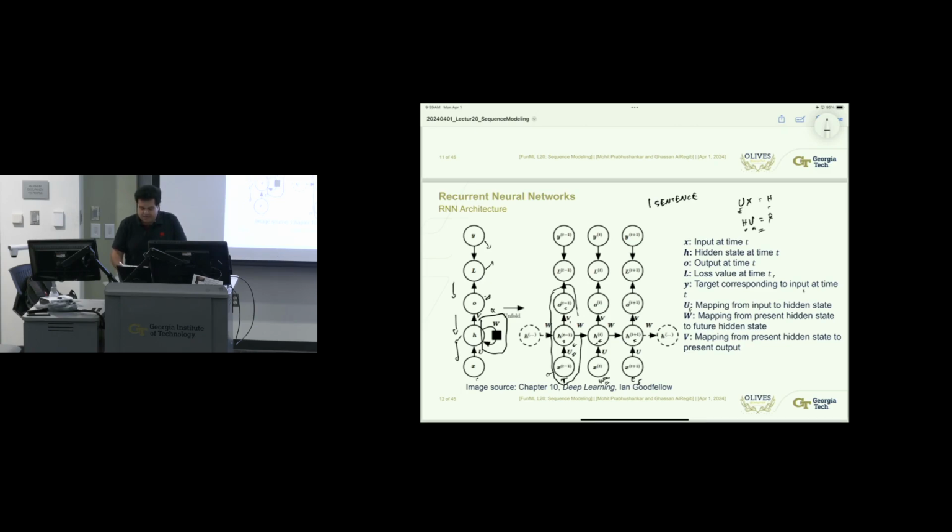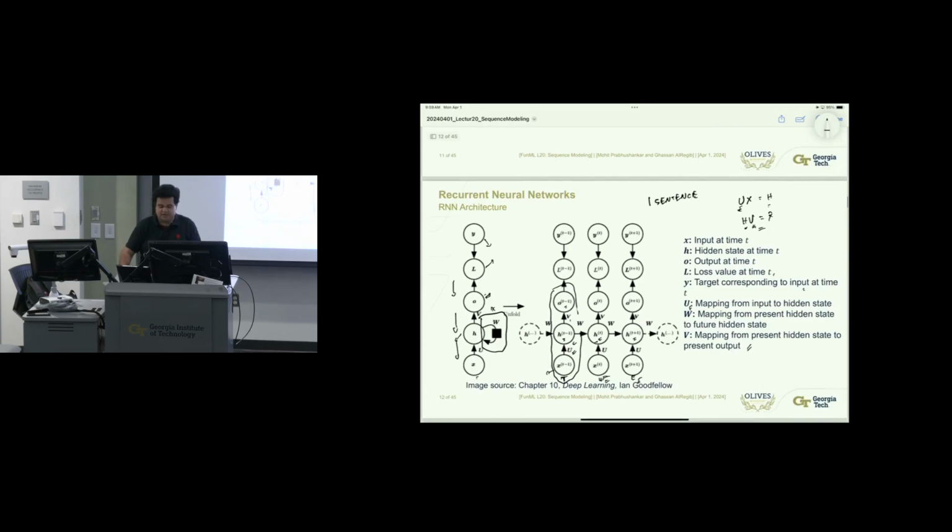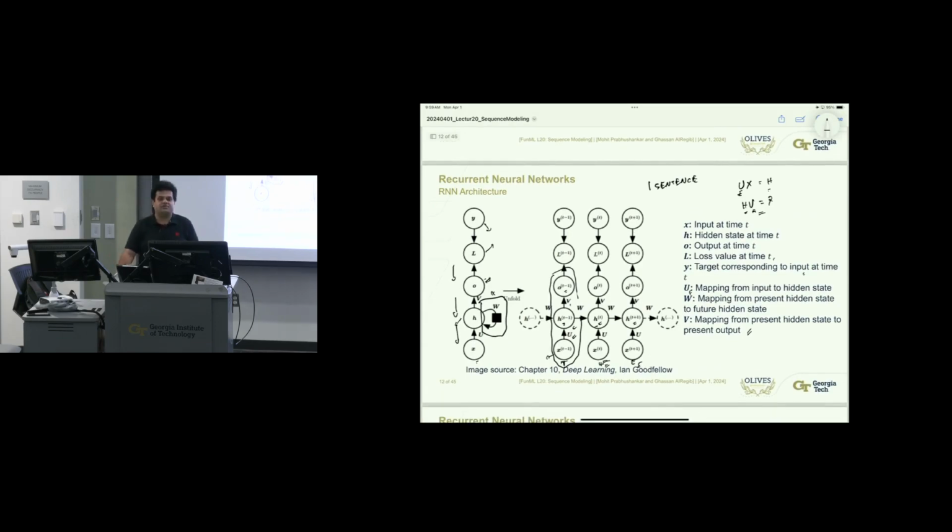and U is our mapping from input to hidden state, W is mapping from present hidden state to future hidden state, and V is a mapping from present hidden state to present outputs. Any question in terms of the architecture itself?